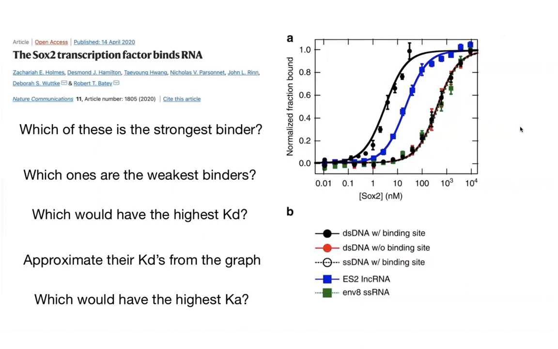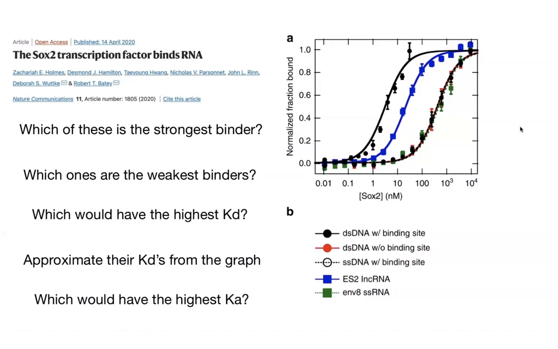Which of these is the strongest binder? And which ones are the weakest binders? Which would have the highest KD? Approximate those KDs from the graph, and then tell me which would have the highest Ka. Hopefully you did that all, and now let's go over the answers.